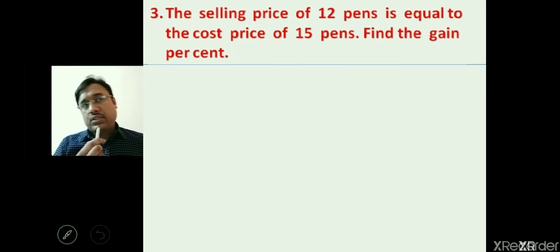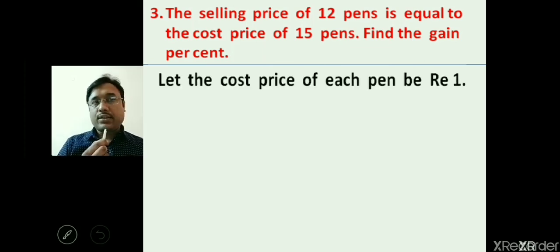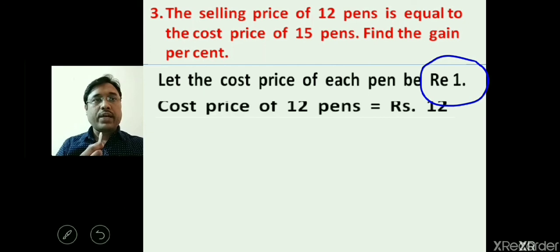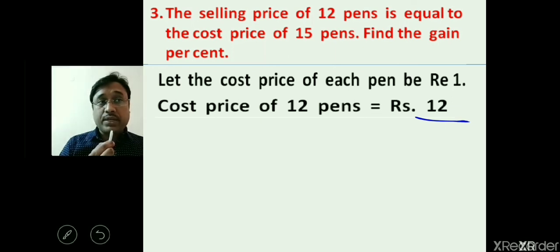Now this is a little bit different question, and we will use the unitary method to solve it. For using the unitary method, first you will write, let the cost price of one pen, that means each pen, be rupee 1. Each pen costs rupees 1. Then you can write that the cost price of 12 pens is 12 only, because one pen's price is rupees 1.